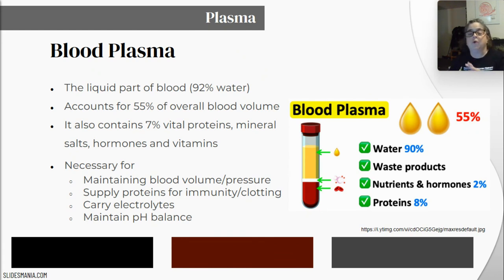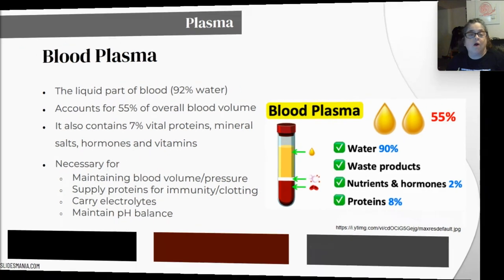It really has four key important functions. It helps maintain blood pressure and blood volume. It carries these critical proteins for clotting and immunity, the platelets and the white blood cells. It carries electrolytes like sodium and potassium to our muscles so that they can function properly. And it is commonly given to trauma patients and burn and shock patients to keep their blood pressure up. So plasma donations are a big part of blood donation.